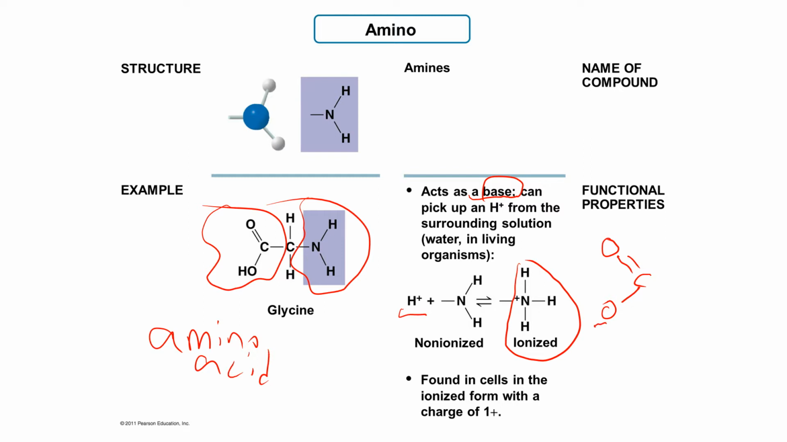It gets a nice little negative charge. And then your little nitrogen here gets a nice little positive charge when it picks up another hydrogen atom. So this would be the ionized form of this particular amino acid, glycine.